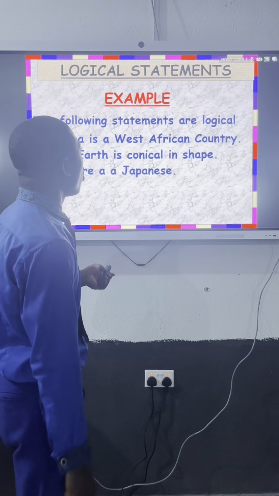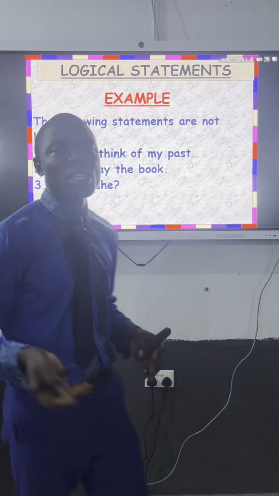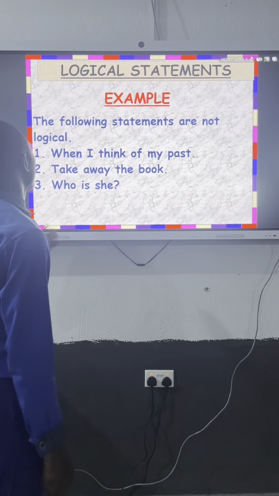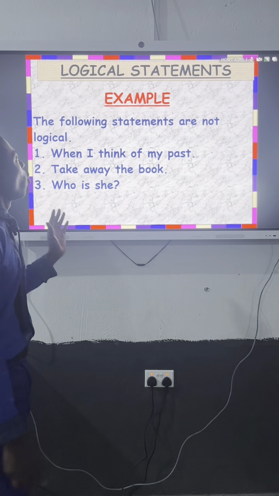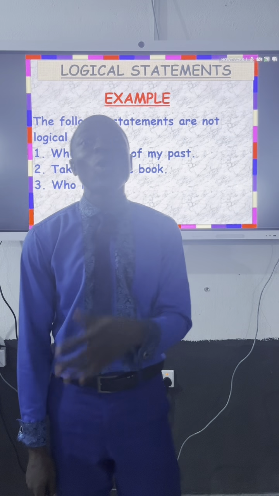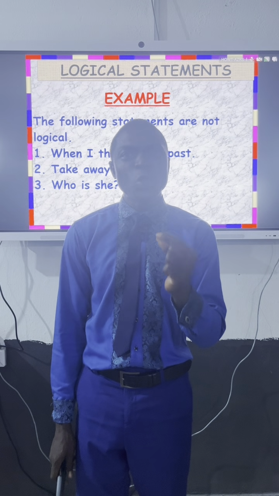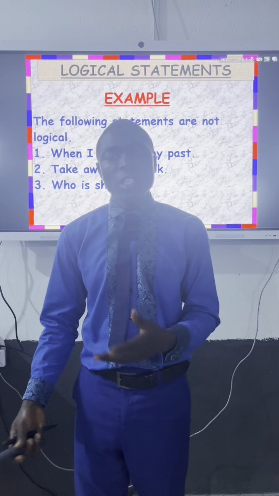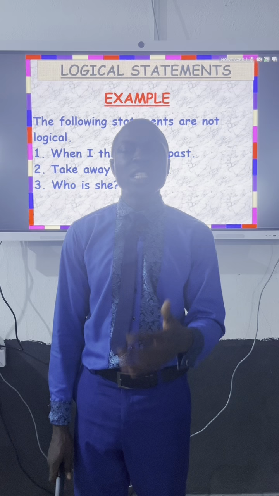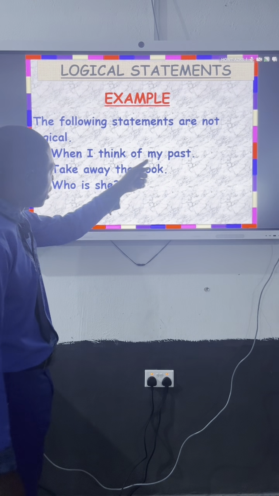Now let's consider some of the statements that are not regarded as logical statements at all. Now look at this one. The following statements are not logical. Number one, when I think of my past, what happened? You cannot allocate a truth value of T for a statement being true, or a truth value of F if the statement is false. This is not giving you the chance to tell whether the statement is true or false.